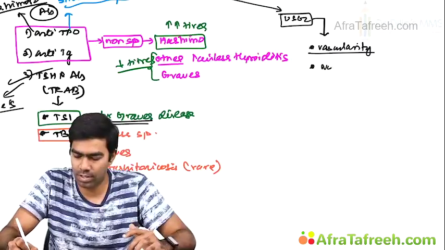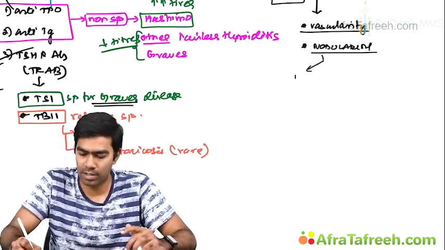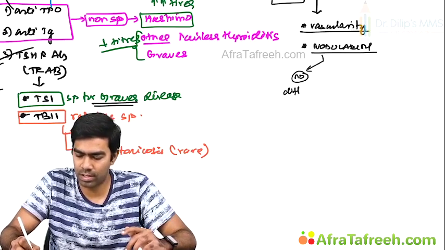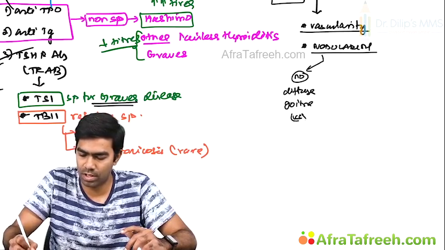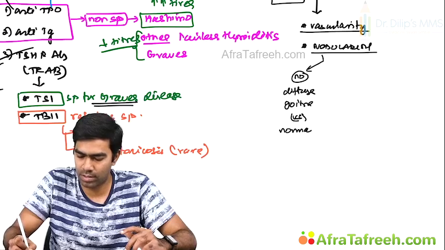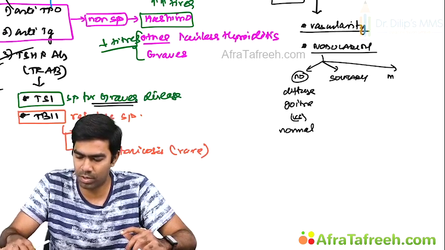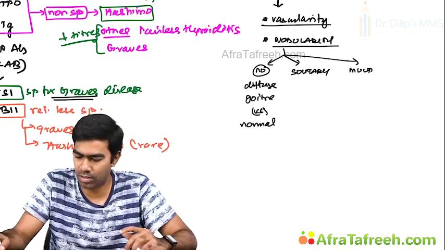So second, you are going to assess the nodularity. Based on the nodularity, you can tell there is no nodule or just a diffuse goiter in the patient, or a normal gland, diffuse goiter versus normal looking gland. So if it's a solitary nodule or a single nodule, or if you have multiple nodules, which means you are encountering a multinodular goiter.